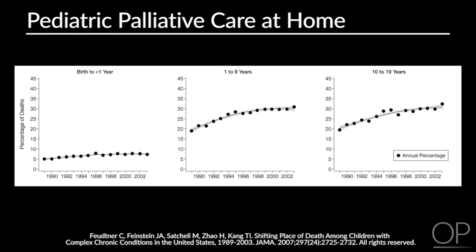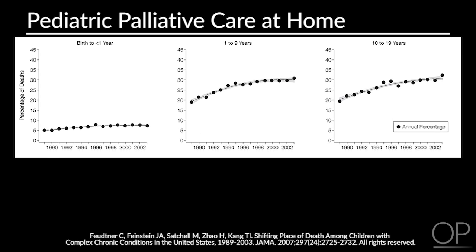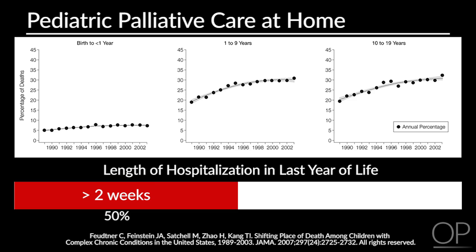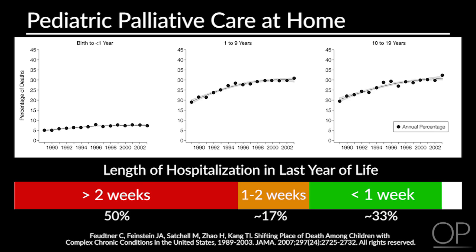Furthermore, the trend is that more and more of these children, whatever their age, are dying at home. And at the same time, more and more of them are living at home. And if you study these children, you find that only half spend more than 2 weeks of their last year hospitalized, and over 1/3 spend less than a week in hospital. So these are many children living in many settings who have many providers.